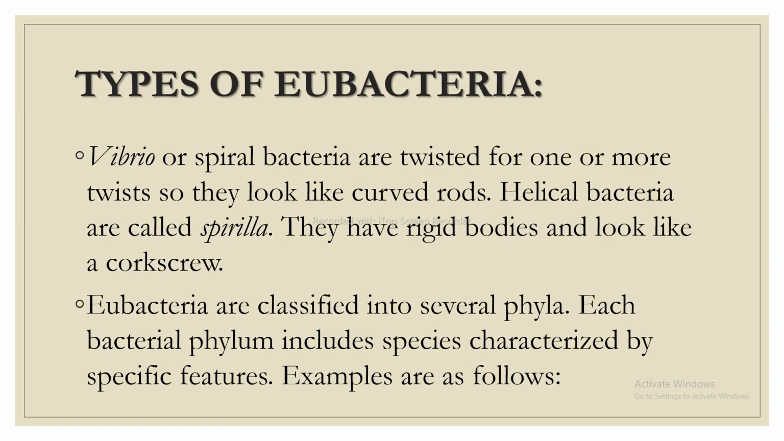So they look like the curved rods. Helical bacteria are called spirala and they have rigid bodies and look like a corkscrew. Eubacteria are classified into several phyla.